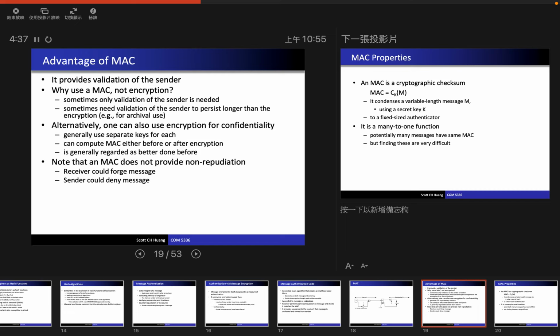And the good thing is also, if you use asymmetric crypto systems, it provides non-repudiation. And I already mentioned that.